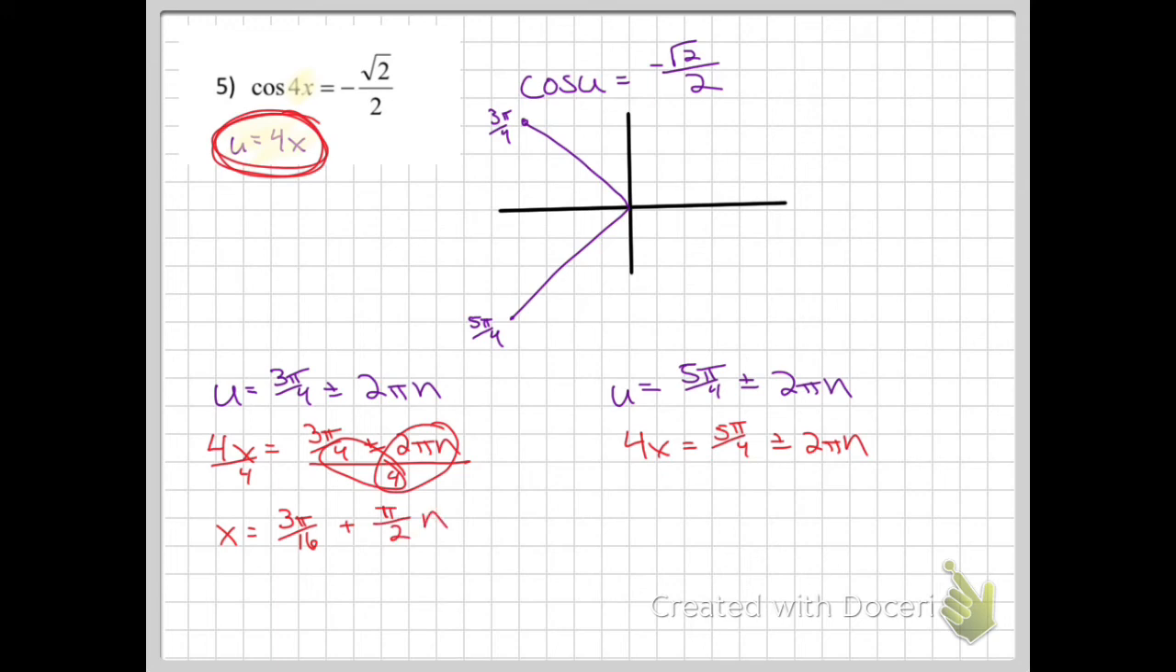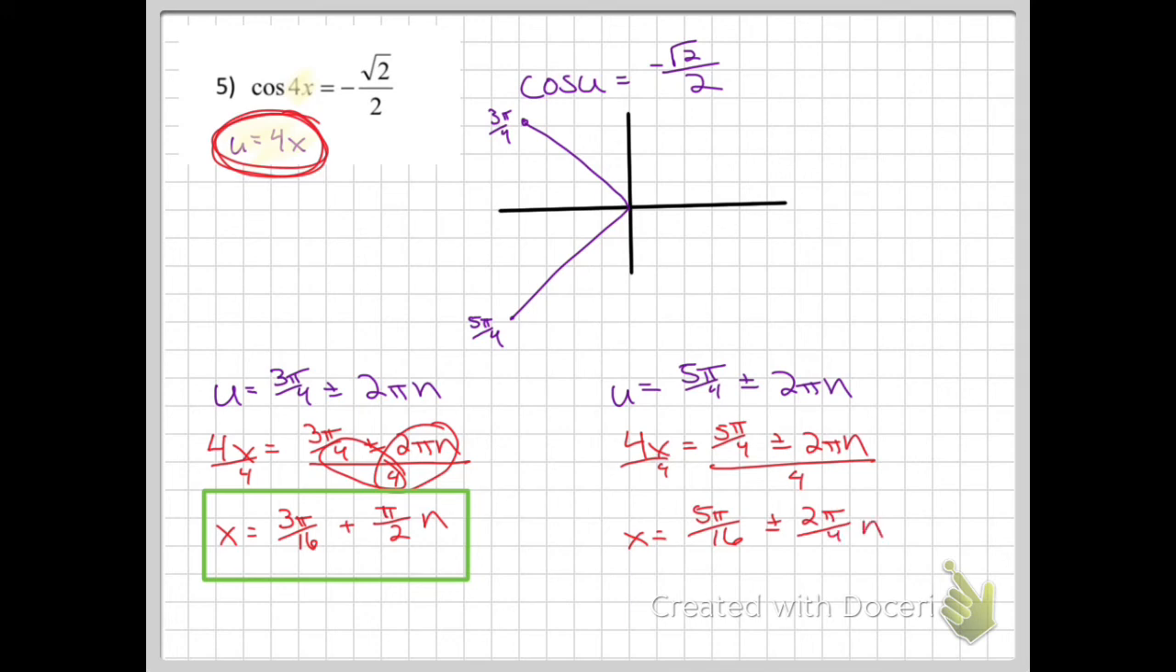See if you can do it on the other side. That's one of our solutions. Divide the other one by 4 carefully. 5 pi over 16 plus or minus, I'll leave it just so you guys understand how I got it. That reduces to pi over 2, but just so you understand. These would be our solutions for cosine 4x equals negative root 2 over 2.